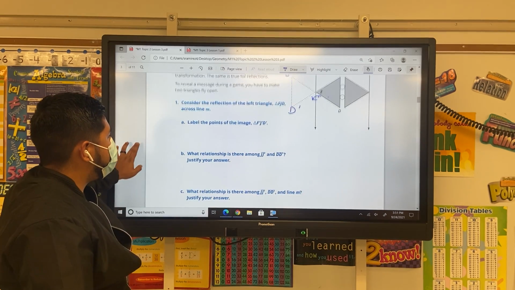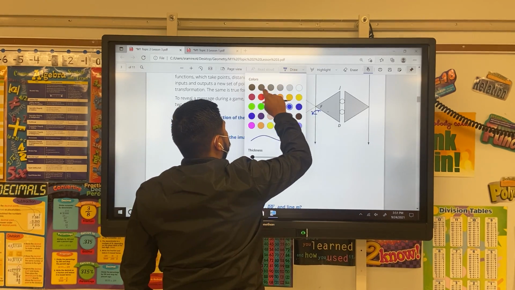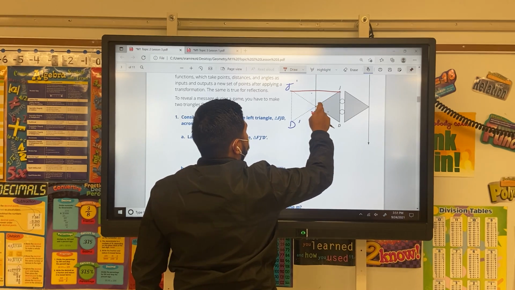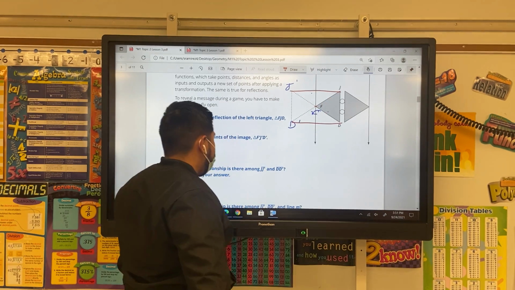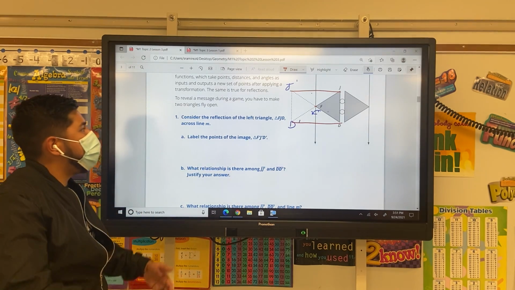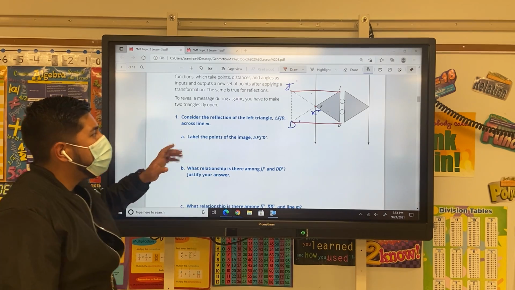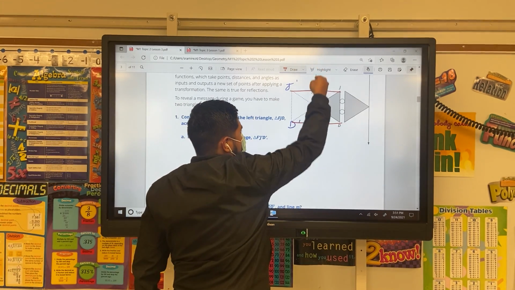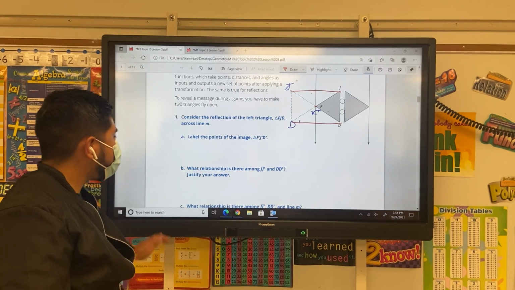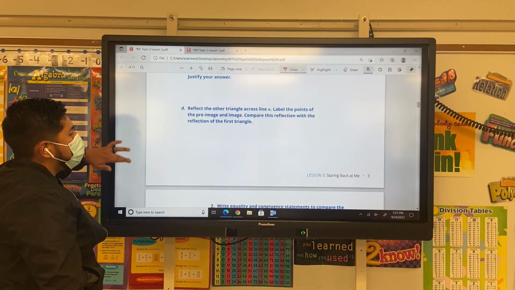Is there a relationship between segment, let me do this in a different color, J to J prime, F to F prime, and D to D prime? Yes. Parallel lines, possibly same lengths, not really, we don't know all the lengths, but for sure parallel lines. And we could see that our line is straight in the middle of all our segments. Rewind that because that is interesting. Okay, skipping those.